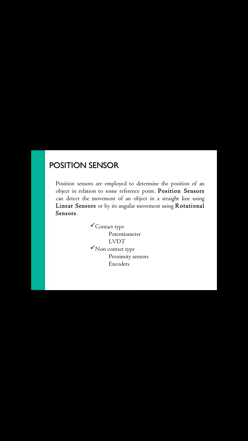Basically, position sensors are employed to determine the position of an object in relation to some reference point. Basically, these position sensors are used to see whether an object is in a correct position, or it can also be used to sense whether an object is present or not. For example, the position sensor is used to find the presence of an object, if there is any object or the object is absent. This is the main application of the position sensor.